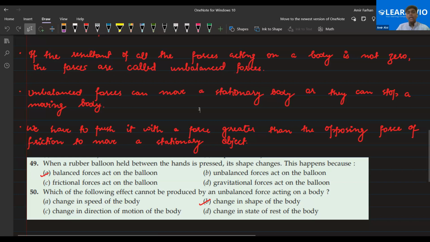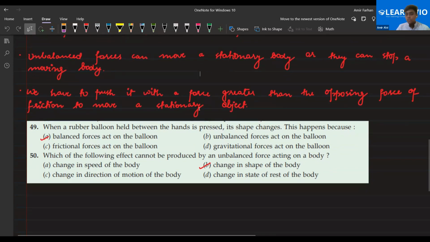Next, unbalanced forces can move a stationary body, or they can stop a moving body as well, right? So they can stop a moving body as well as move a stationary body. Clear? Yes, sir.